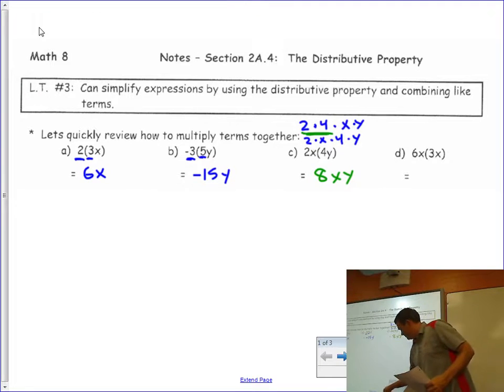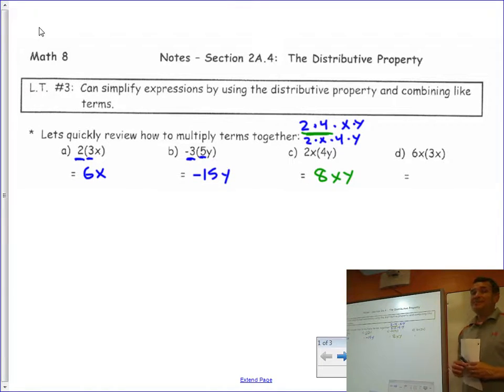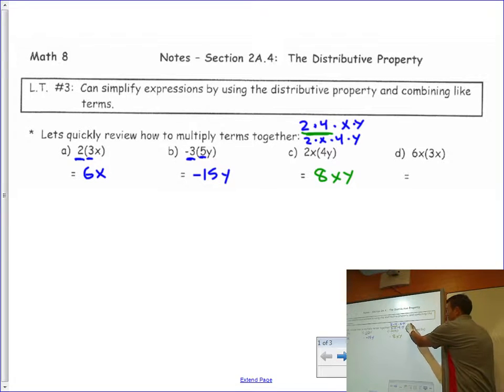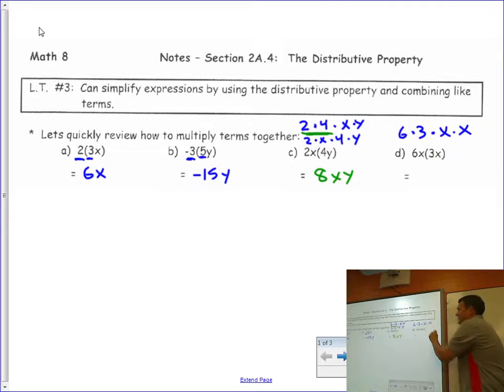And last up, I have 6x times 3x. Let me do the same thing with this one. This is really 6 times 3 times x times x. It's 4 things being multiplied together. Now we all know what 6 times 3 is, right? The 6 times 3 gives us 18. But what's x times x?